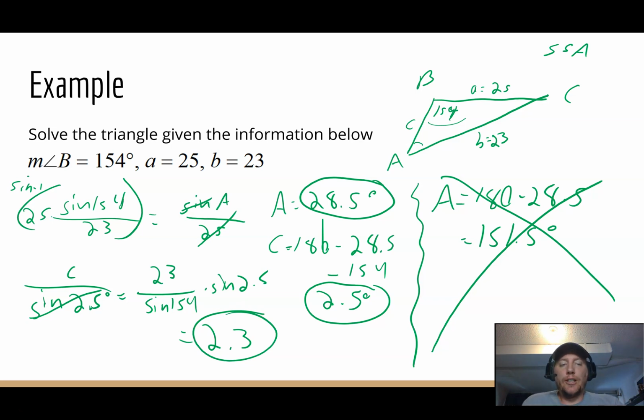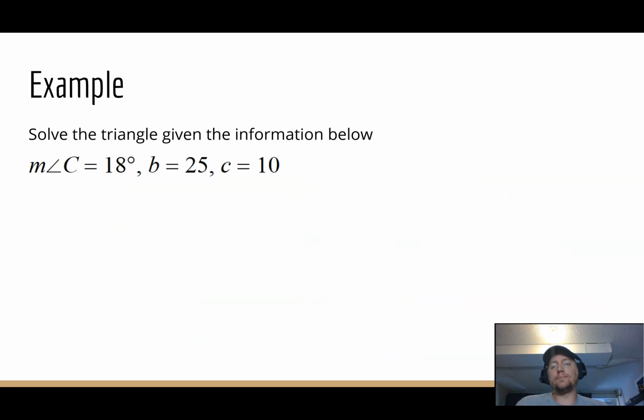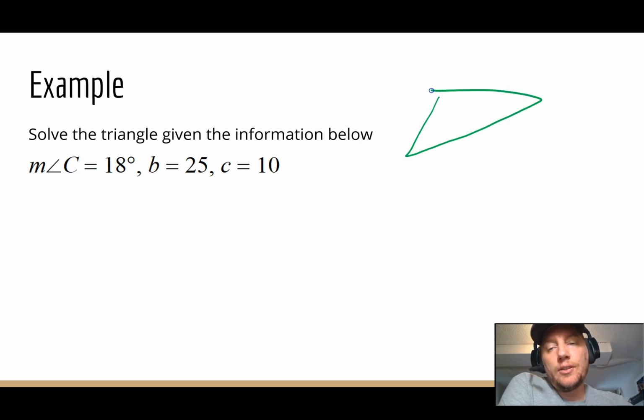So there you go. That was the side-side angle, the ambiguous case. Wound up with one solution because the second did not work. All right. Let's try one more, and then hopefully that's some decent examples for you to work off of. Angle C is 18, B is 25, C is 10. So let's see what happens.